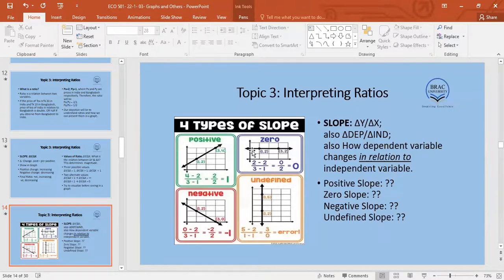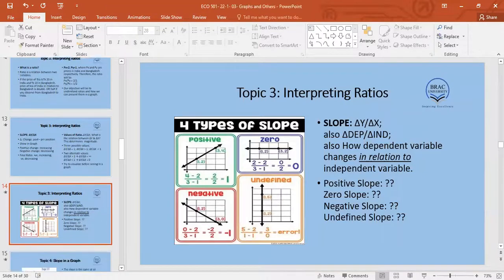And what is the zero slope? del y by del x is 0, which means as x changes there is no change in y. Can you visualize that now? Yes, sir. Okay, great. And undefined? x will not change but y will keep increasing, so that is the last one. Clear?